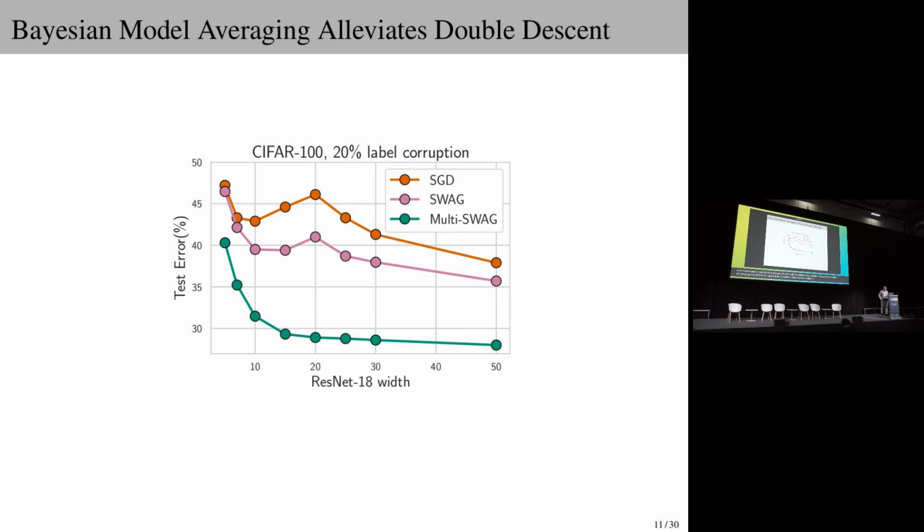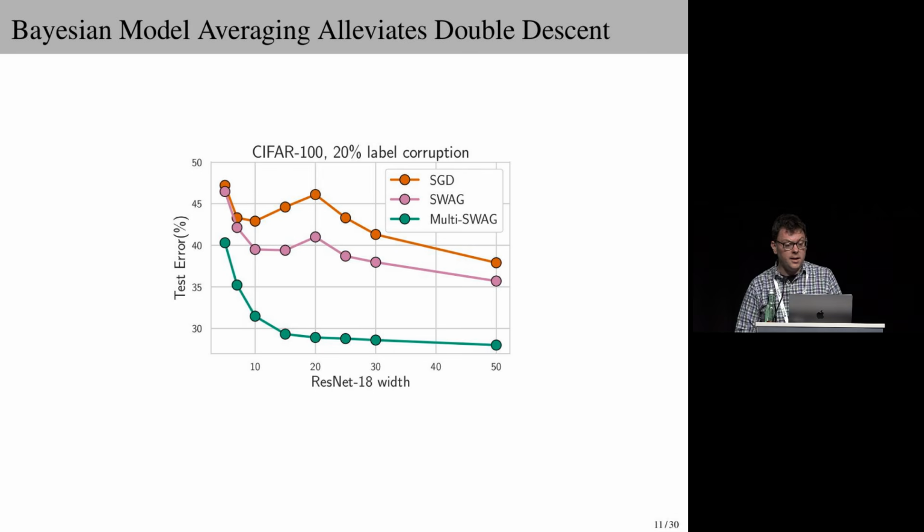And so if we consider a problem where there's prominent double descent with standard SGD training, so here we have CIFAR-100, a ResNet-18. On the horizontal axis, we're increasing the width of the ResNet layers. We see that SGD has generalization error that starts to increase quite prominently and then decrease again. And then in pink and green, we have Gaussian and mixture of Gaussian posterior approximations. With the Gaussian posterior approximation, we see a little bit of double descent, but it's certainly less prominent. With the mixture of Gaussian posterior approximation, we see no trace of double descent whatsoever.